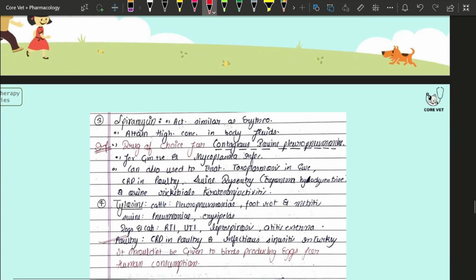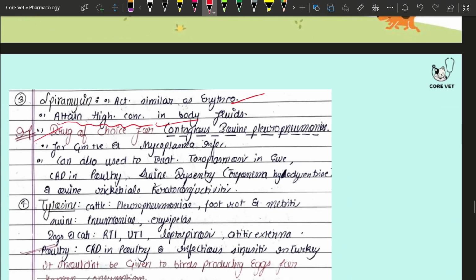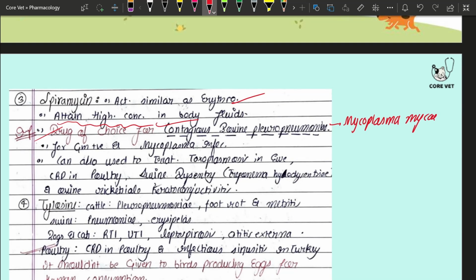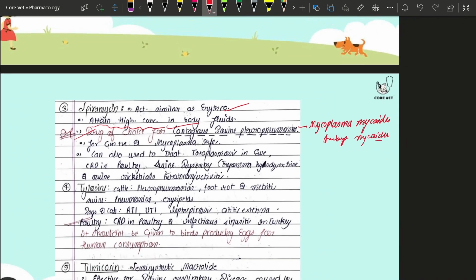Now talking about spiramycin, its action is similar to that of erythromycin, and it attains high concentration in the body fluids, and it is a drug of choice for CBPP. CBPP is caused by what? It is caused by Mycoplasma mycoides subspecies mycoides. So it is quite effective against the CBPP disease, and that's why it is a drug of choice for CBPP.